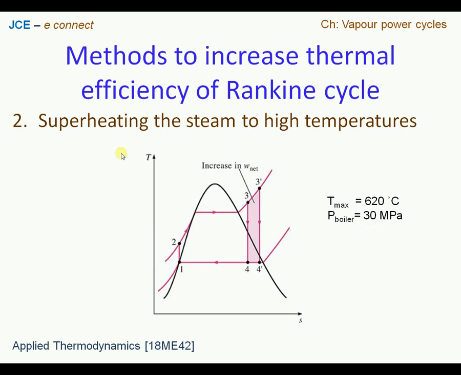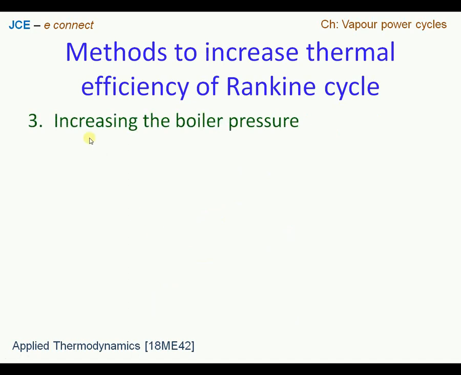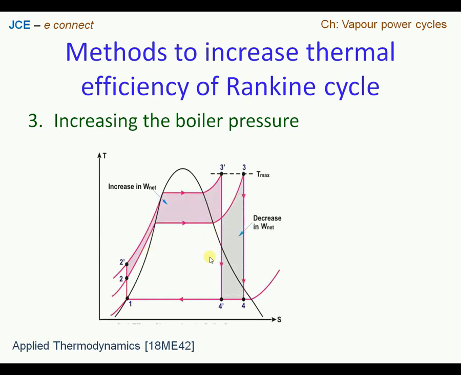Now moving further with the third method. So far we have seen two methods. One was reducing the condenser pressure, the other one was superheating the steam. Now the third process is increasing the boiler pressure. Let us look at the TS plot. In the TS plot we have the pressure curve from 2 to 3. This curve is the boiler pressure, at which you have maximum temperature, which is around 620 degrees Celsius, which I have shown in the previous slide.